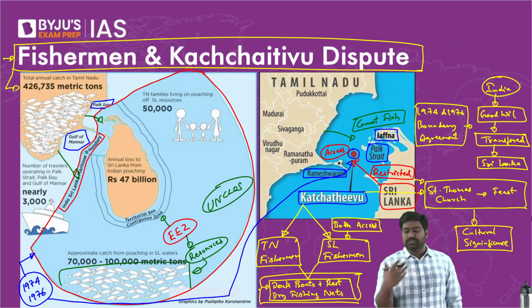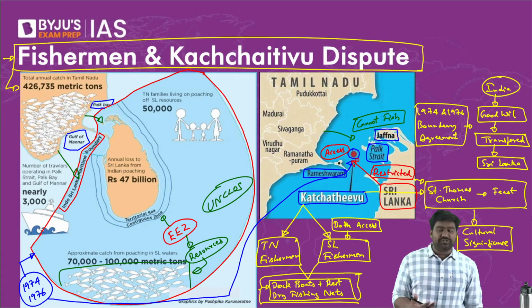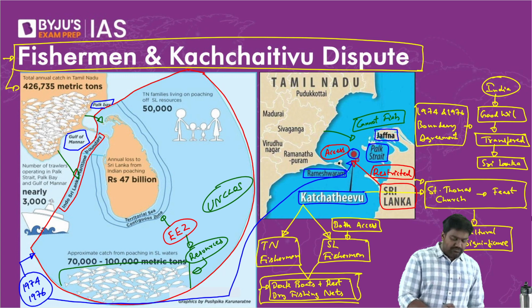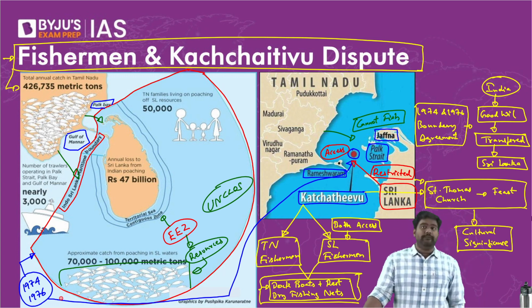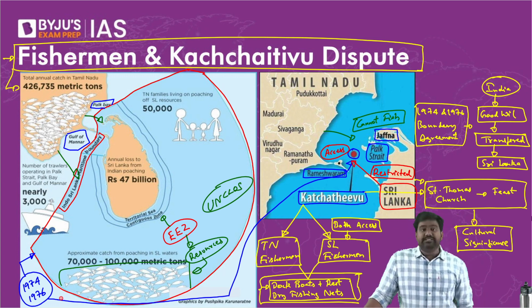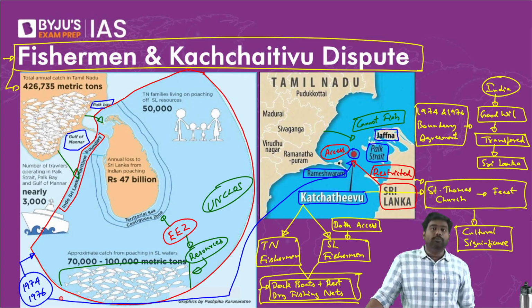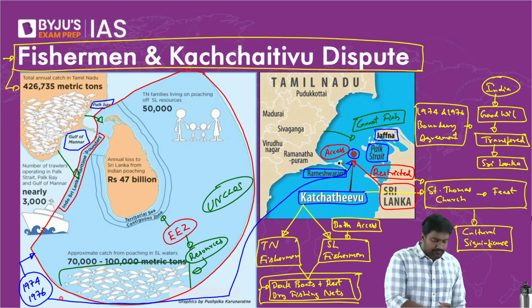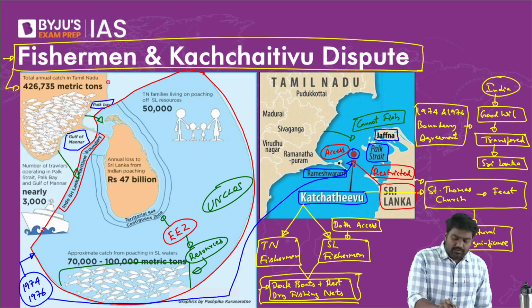Even though we had transferred the island as a goodwill gesture, Sri Lanka would use this during the tensions and conflicts that were going on to put pressure on India. So it blocked the access, creating problems for Tamil Nadu fishermen. And this became one of the root causes. But the other problem is that there is a problem on the Indian side as well.